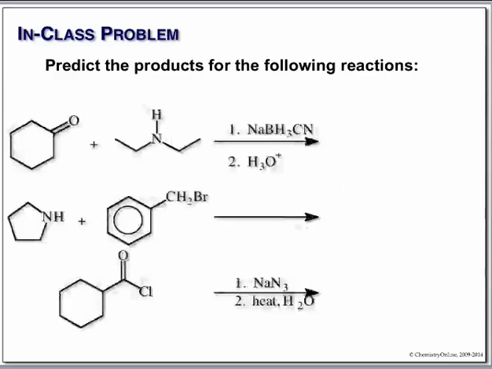Another set of amine reactions. Our first one is going to be reductive amination. Our second is simply an SN2 reaction. Our third one, we're going to use azide as our nucleophile. Chloride leaves, get the acyl azide, very dangerous. When you heat it up, we're going to lose nitrogen.